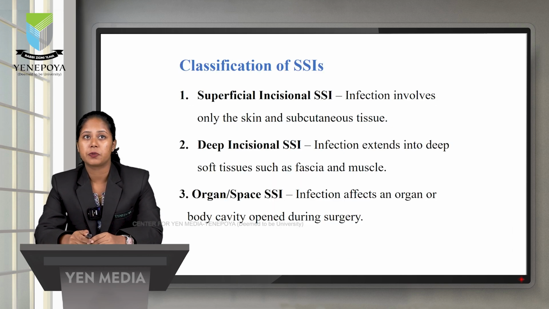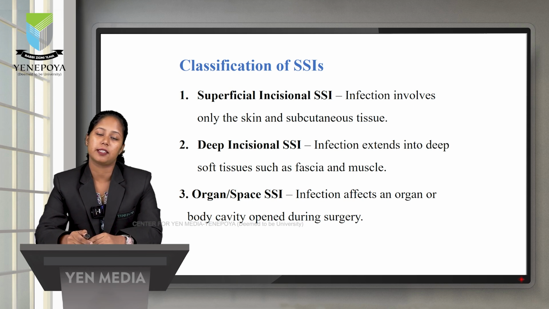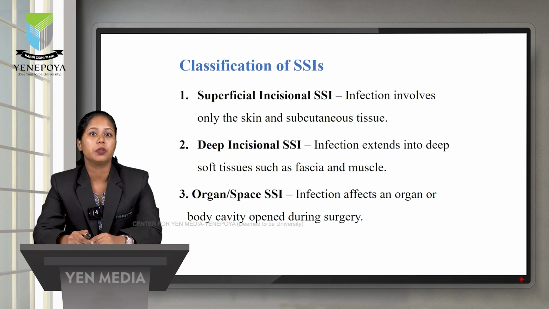So there are different types or classifications of SSIs. The first one is superficial incisional SSI. The infection involves only the skin and subcutaneous tissue. Here you can notice the infection will be only on the topmost layer of the skin or the subcutaneous tissue, and it will not spread to the surrounding area, in case of superficial incisional SSI.